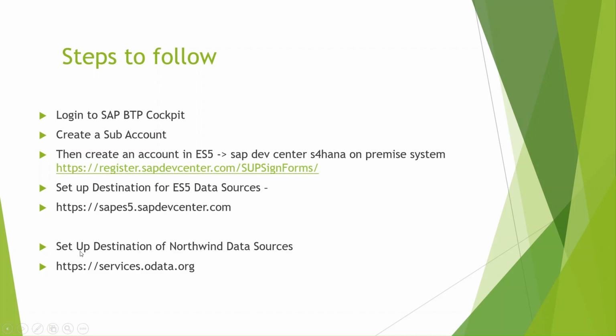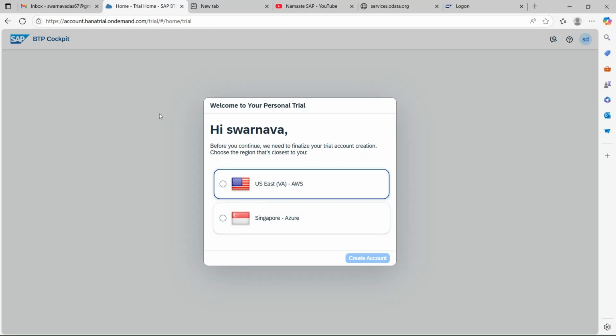I'll show you that, and thereafter we have Northwind data sources. Northwind is totally exposed. As a result, we do not have to sign in to Northwind or create any kind of user ID there. Only for accessing the on-premise ES5 system do we have to create an account to get access. So in this video I will show you both ways, with two different configurations: one with no authentication, another with basic authentication, where we have to provide a user ID and a password.